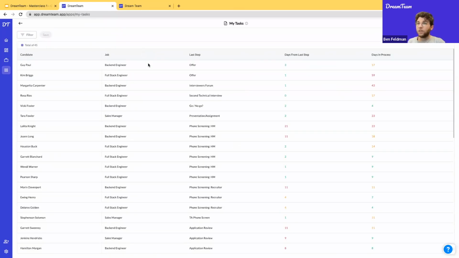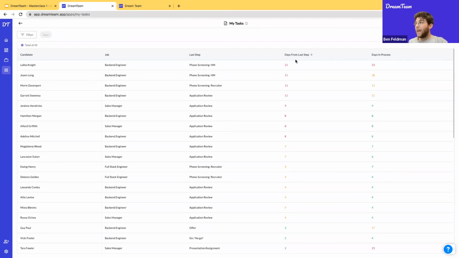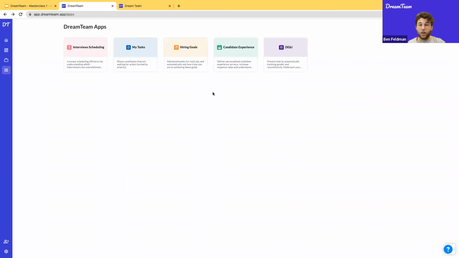Here we have my tasks. These are candidates that are currently within the hiring process. And you can start highlighting candidates that have been in the process for too long, candidates that you need to put more emphasis on, and things like that. Obviously, you can filter by anything, just like the rest of our platform.